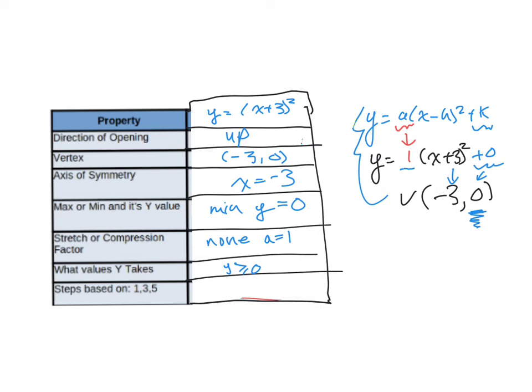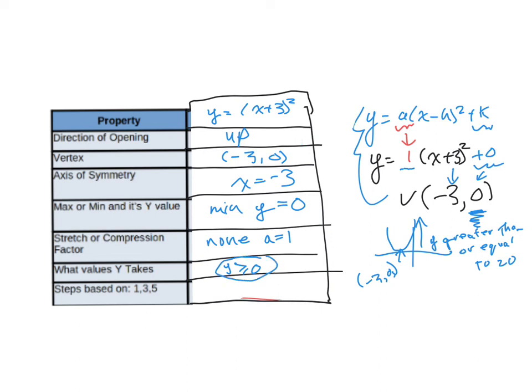Now, if you're not sure what this graph would look like, you'd look at your graph and you'd see your graph looks like this, right? With point -3, 0, right? And you'll know that the y values go from 0 up, so y is greater than or equal to 0. So that's what this part is here.